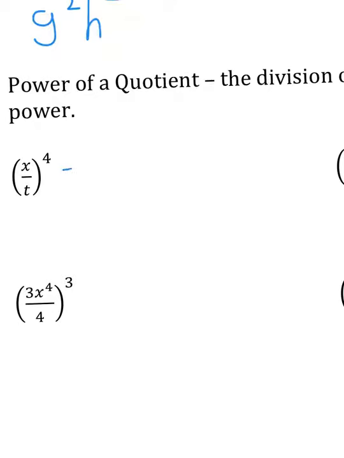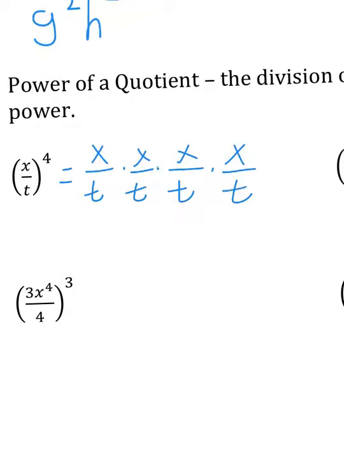Okay, just to see where these all come from. So this is really x over t to the fourth is really x over t times x over t times x over t times x over t. Okay, and now we can just think about it as we're multiplying fractions, right? So we multiply across the numerators and multiply across the denominators.